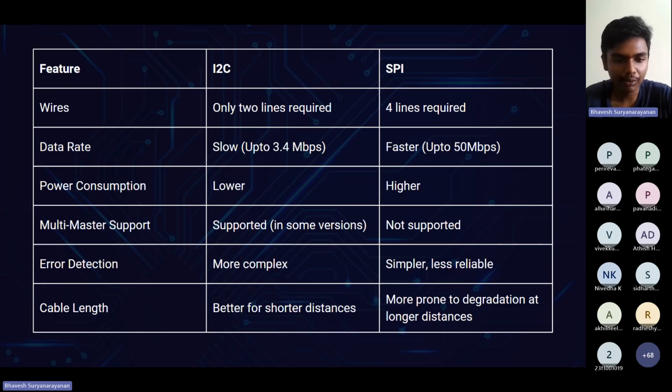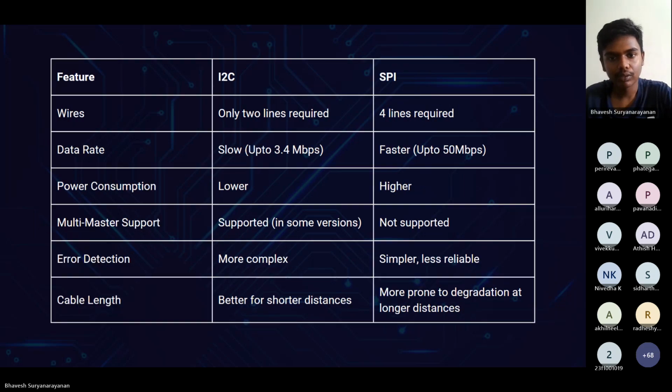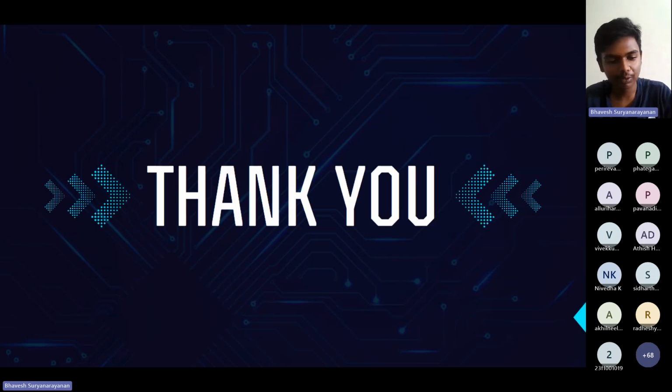And for error detection, as we saw, I2C has acknowledgement, so it has more reliable error detection, while SPI does not. And for cable length, I2C is better for shorter distances, while SPI is better for longer distances. So that's it for today's session. You can ask any doubts if you have about the communication protocols or anything else from today's class.